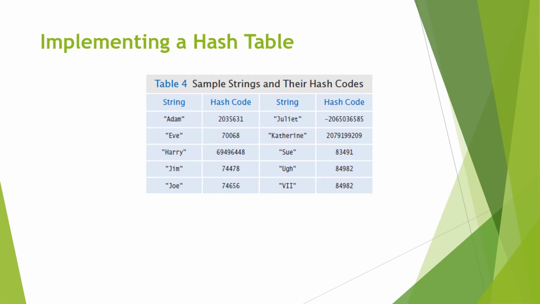Next we're going to take a look at an example of hash code values for objects of class String. In Java, for different objects of class String like Adam, Eve, Harry, Jim, Joe, we compute an integer value which we call a hash code. So the hash code of Adam is this 7-digit long integer, and the hash code of Jim is this 5-digit long integer. As you see, different strings have different hash codes.